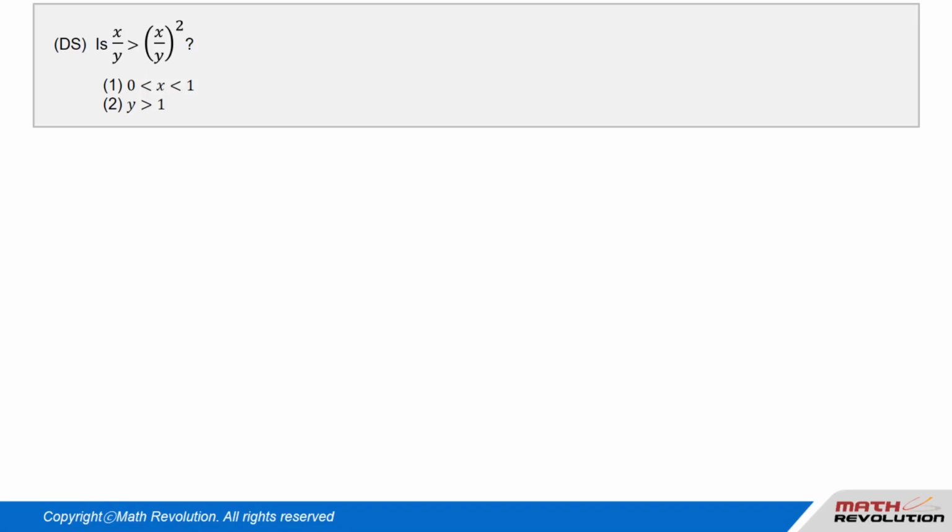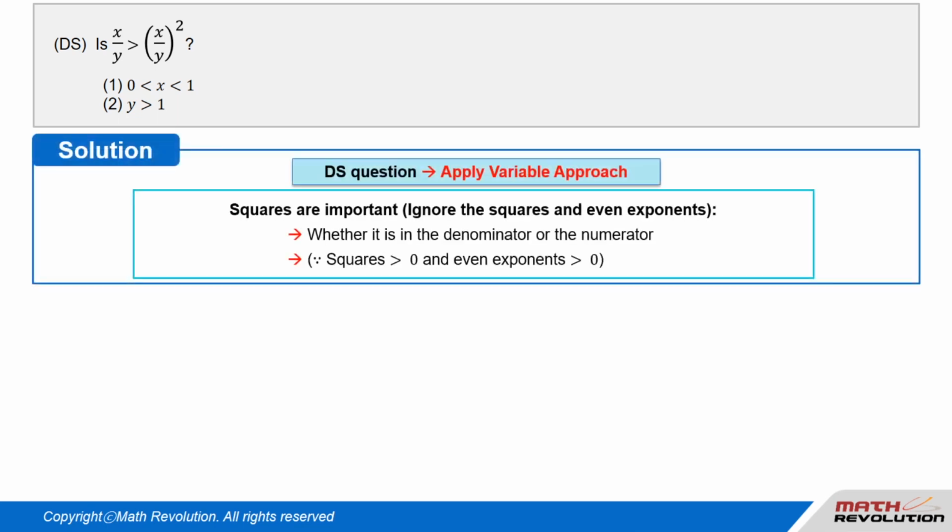Question: DS. Is x over y greater than (x over y) whole squared? Condition 1: 0 is less than x, which is less than 1. Condition 2: y is greater than 1. Solution: let us solve this DS question using the variable approach.